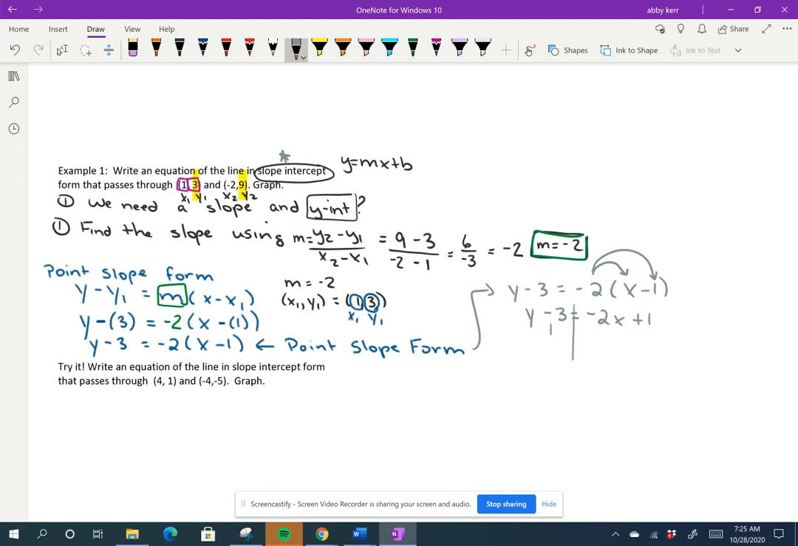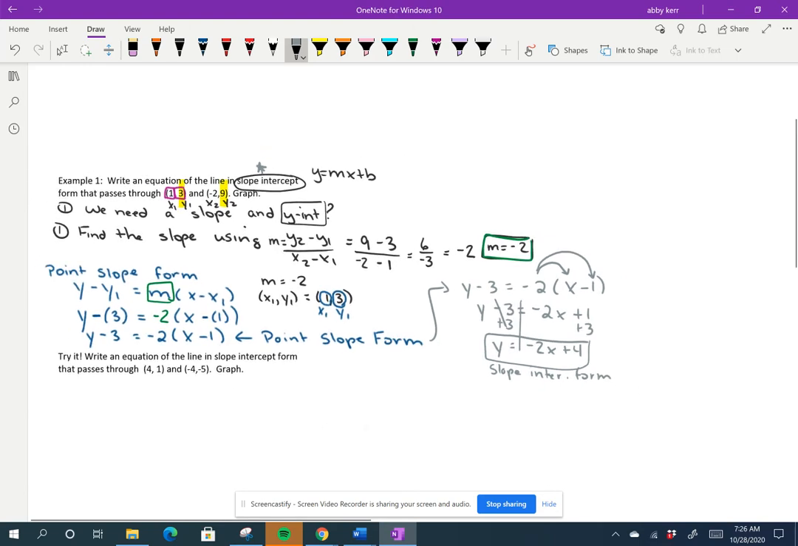So we're going to add 3 on both sides. So now we have an equation that is y equals negative 2x plus 4, which is in slope-intercept form. We have our m and we have our b value.